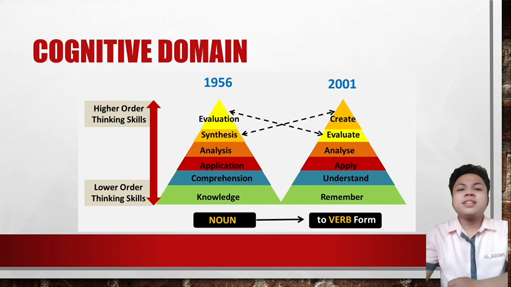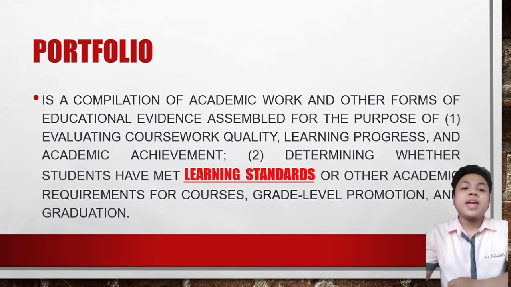So we have the next topic, the portfolio. So a student portfolio is a compilation of academic work and other forms of educational evidence assembled for the purpose of, number one, evaluating coursework quality, learning progress, and academic achievement. Also, determining whether students have met learning standards or other academic requirements for courses, grade level promotion, and graduation. But it also helps students reflect on their academic goals and progress as learners, and create a lasting archive of academic work products, accomplishments, and other documentations.